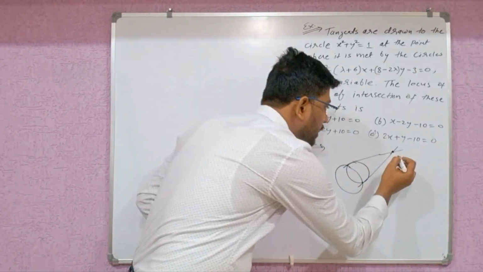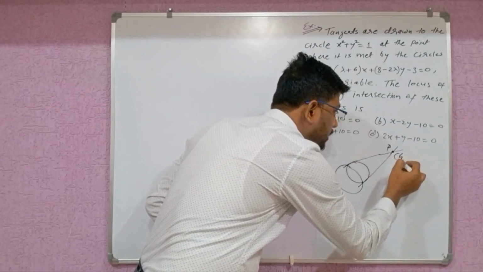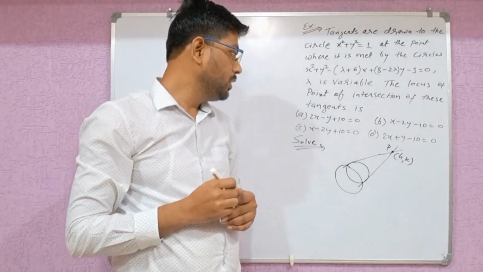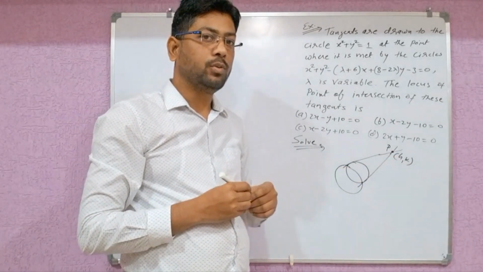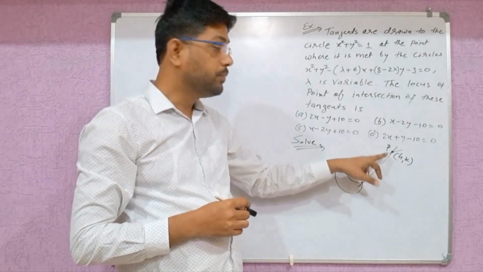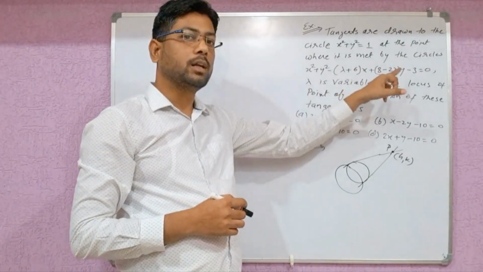Okay, so I am taking the coordinate of this point P, let's suppose this point is P, as (h, k). I have to find the locus of this point. Now this is only a single point, so how do I get the locus? See here, this circle is a variable circle.